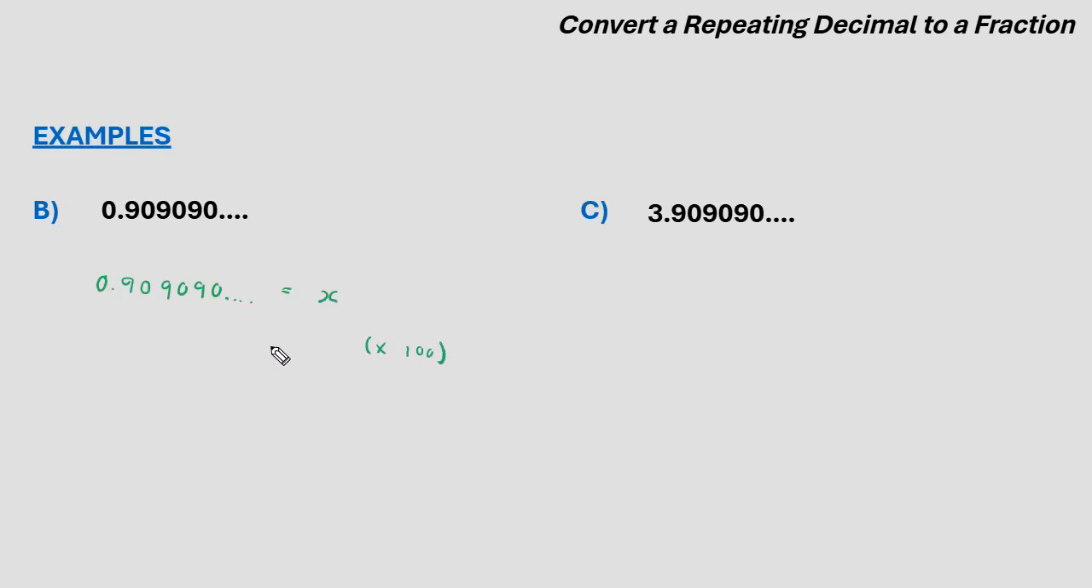So on the right side, x multiplied by 100 gives 100x. On the left side, multiplication by 100 moves the decimal point 2 places right. So 90 followed by a repeating pattern after the decimal point. So again, we have the first equation, and then we have our new second one. So it's this second equation minus the first one, like before. So let's proceed and see what we get.